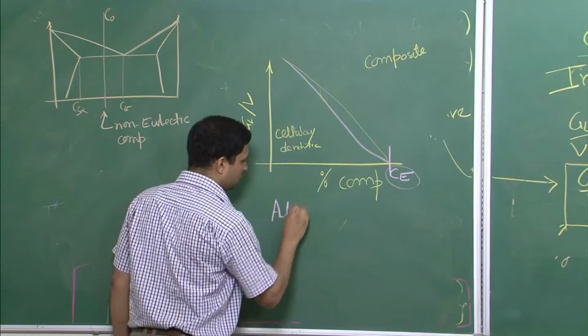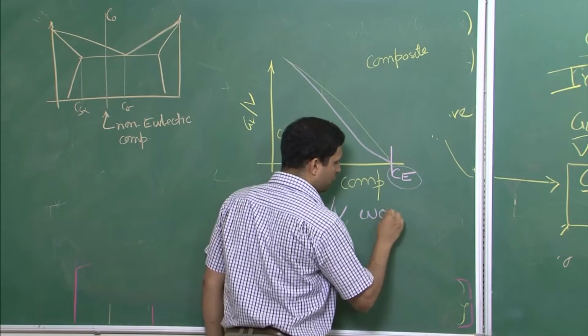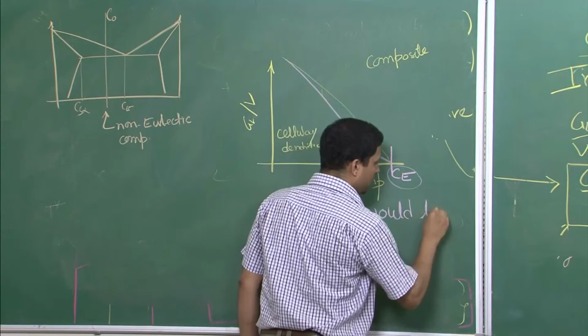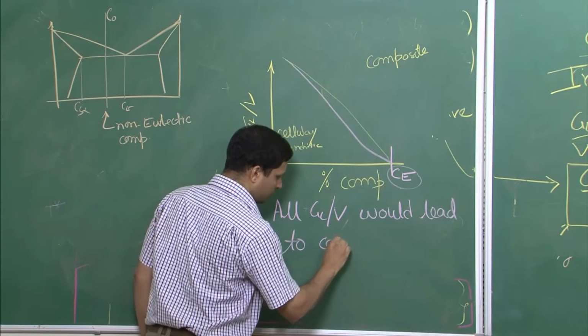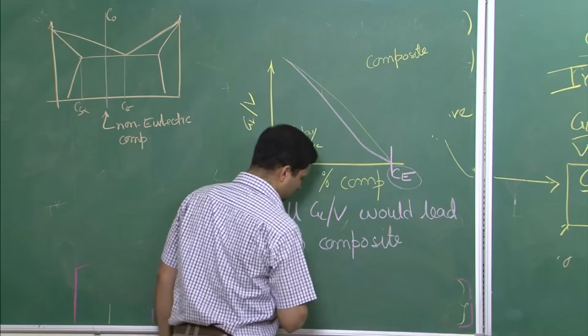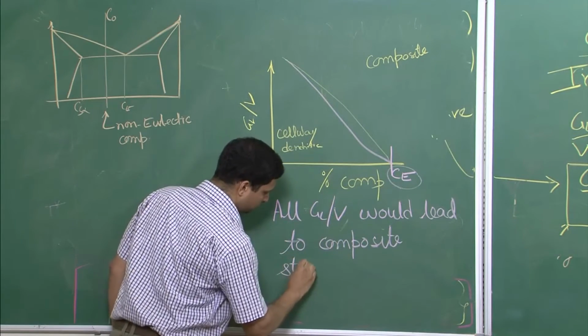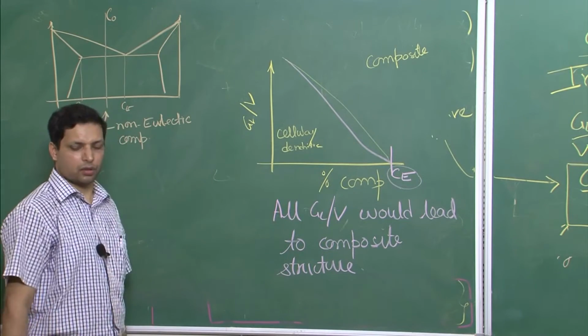So beyond this particular value, all GL over V would lead to composite structure.